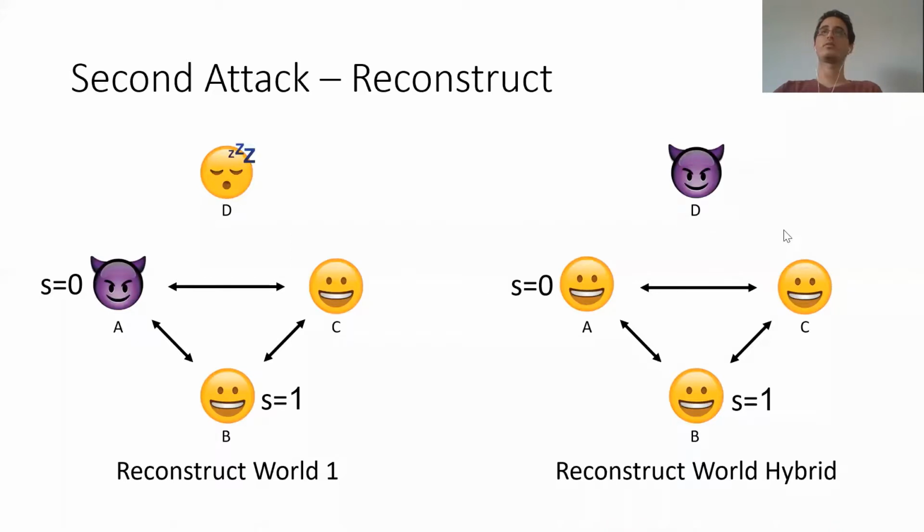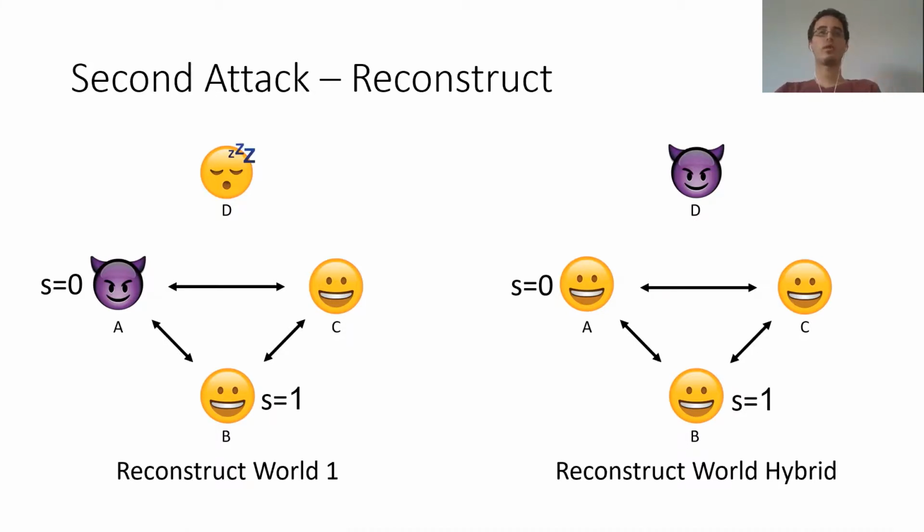Now we will move on to describe the reconstruct phase of these runs. In Reconstruct World Hybrid, parties A, B, and C are going to communicate freely, and party D is going to be silent. Note that in this world, party A has a history consistent with the value 0, and party B has a history consistent with the value 1. Since all non-faulty parties participate in the Reconstruct protocol here, they must complete it as well. Now let's move on to look at Reconstruct World 1.